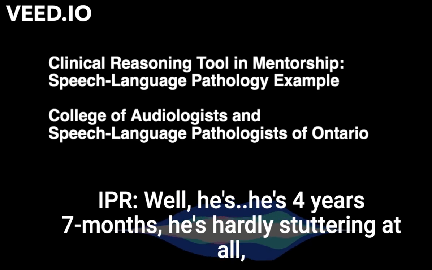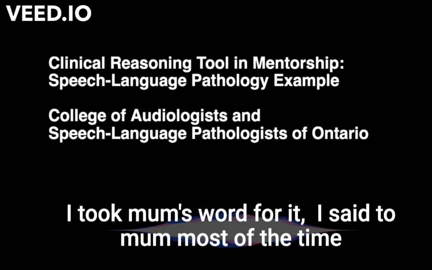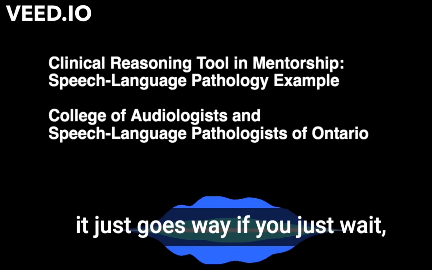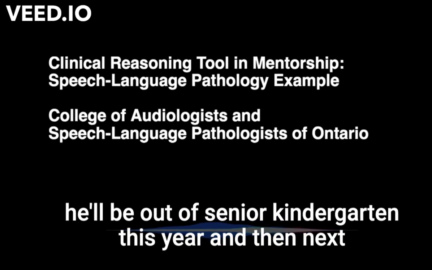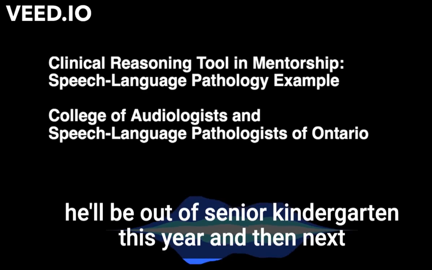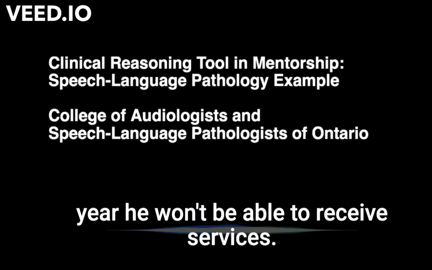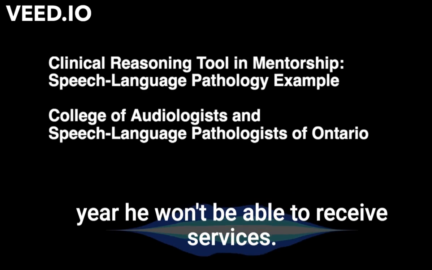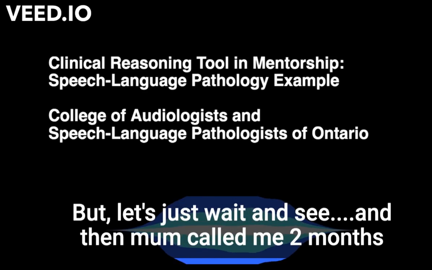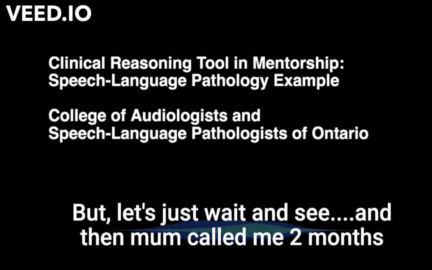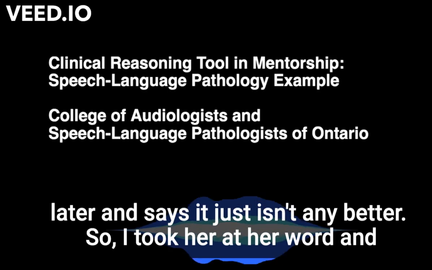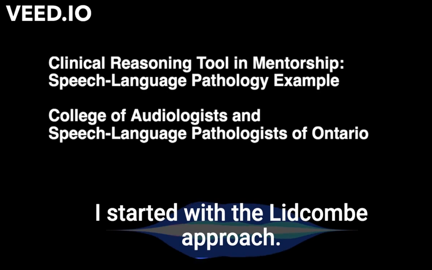Well, he's 4 years, 7 months. He's hardly stuttering at all. I took mum's word for it. I said to mum, most of the time it just goes away if you just wait. He'll be out of senior kindergarten this year, and then next year he won't be able to receive services. But let's just wait and see. And then mum called me 2 months later and says it just isn't any better. So I took her at her word and I started with the Lidcombe approach.